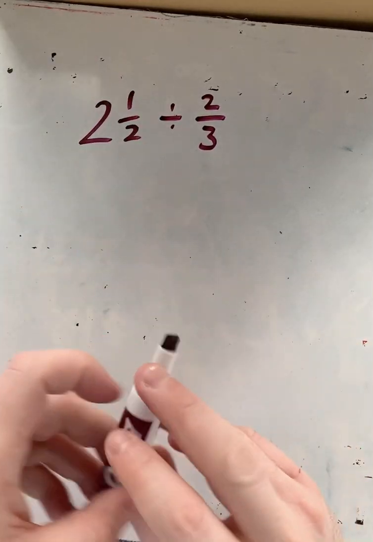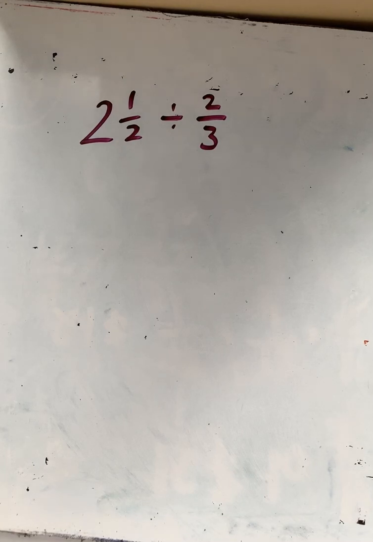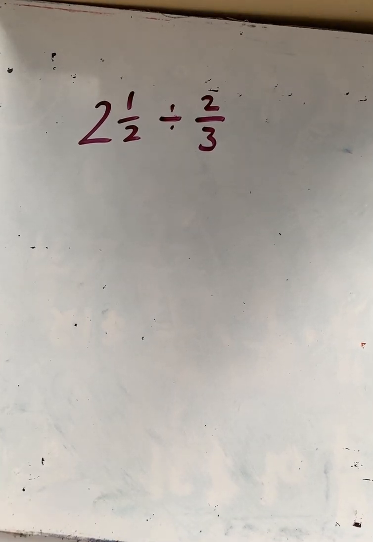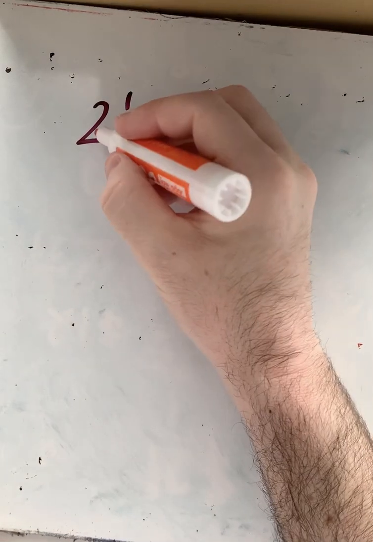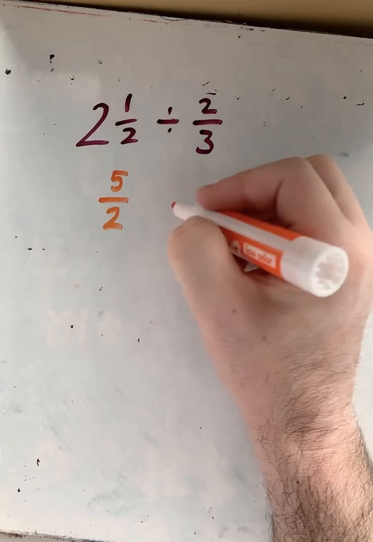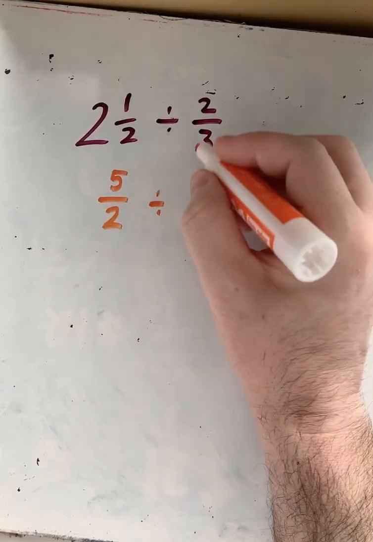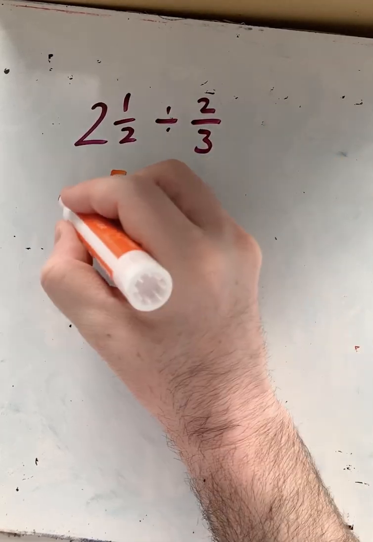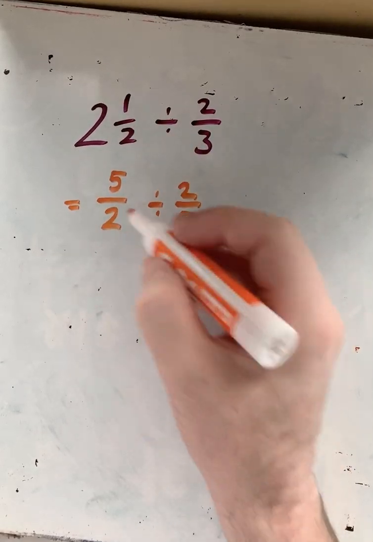So in this stage, what are we going to do first? We're going to have to turn it into an improper fraction. So 2 times 2 is 4. 4 plus 1 is 5/2 divided by 2/3. So we take that extra step just to turn it into an improper fraction.